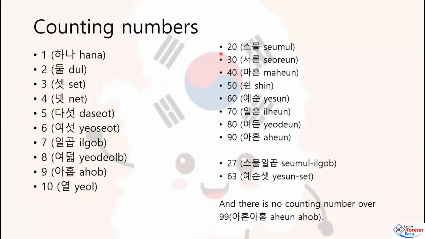Okay. And 20 is 스물. 30 is 서른. 40 is 마흔. 50 is 쉰. It's getting more difficult. 60 is 예순. 70 is 일흔. 80 is 여든. 90 is 아흔.